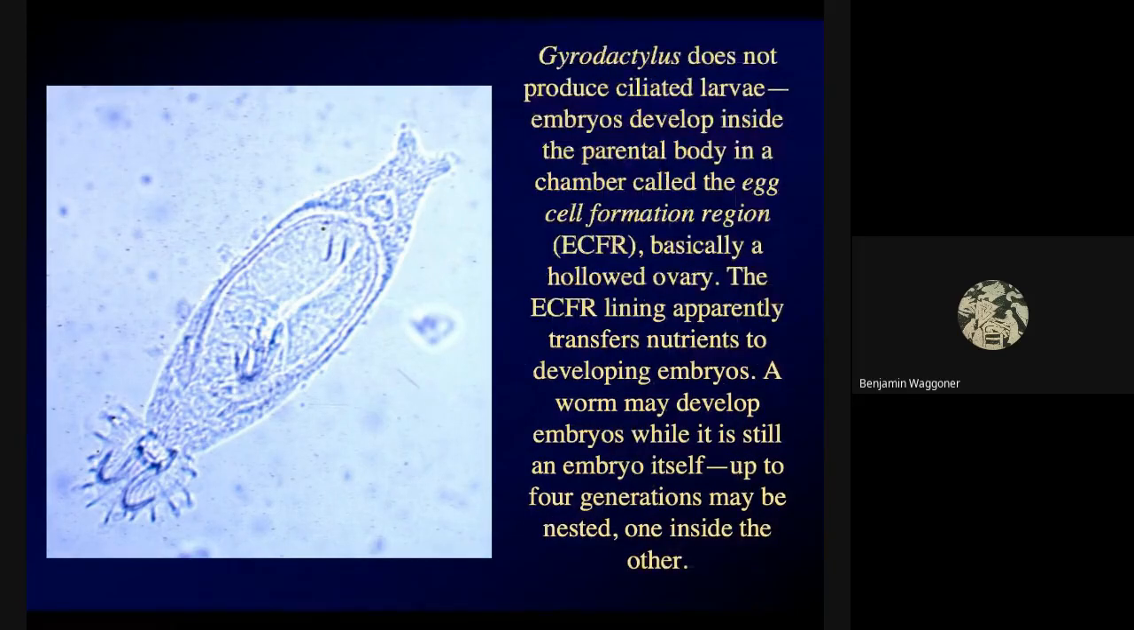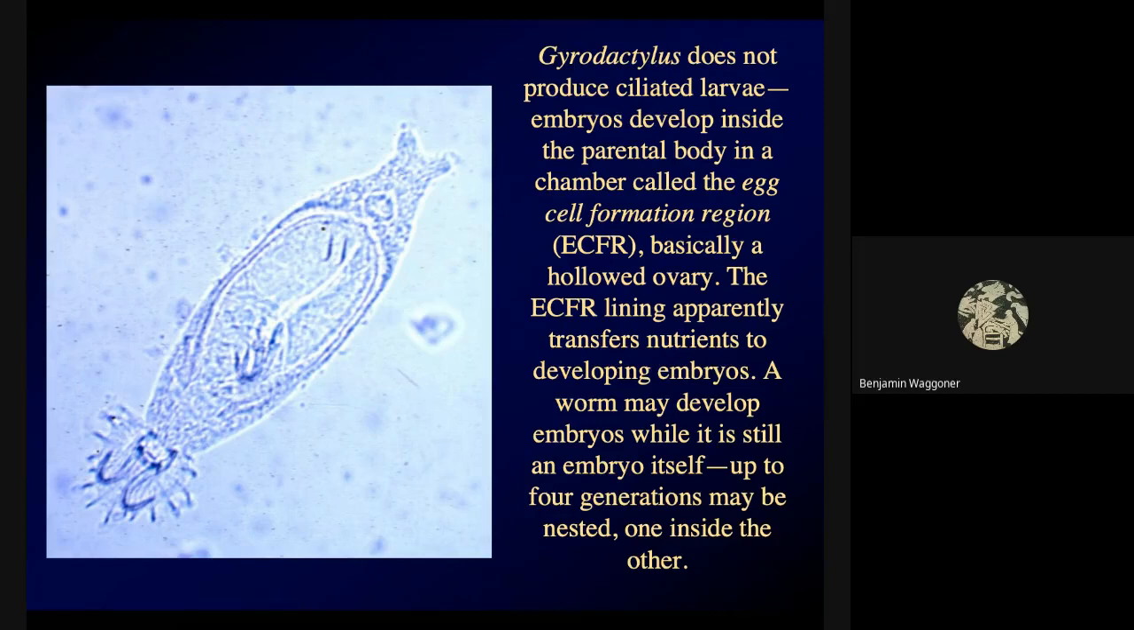This is weird, because these guys skip the larval stage. They don't have Oncomiracidium. The embryos actually develop inside the body of the parent in a chamber called the egg cell formation region, which is basically a hollowed out ovary. And you're actually seeing this here. You might notice that the middle of this worm has just kind of a big oval area with something in it. That's embryos developing inside this worm.